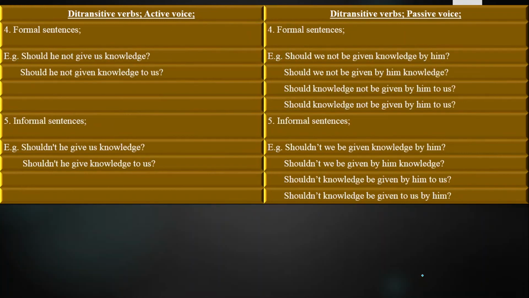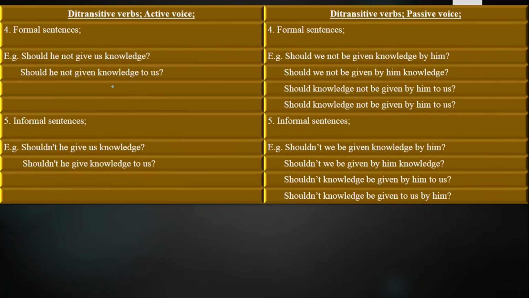Next we have the formal sentences of the ditransitive verb give. And what are formal sentences? Those sentences in which we ask a question, deny the statement, and ask in a formal, polite, and respectful way are called formal sentences.